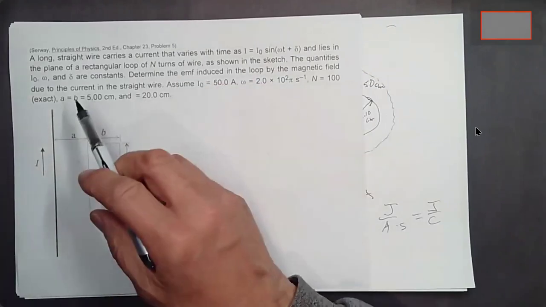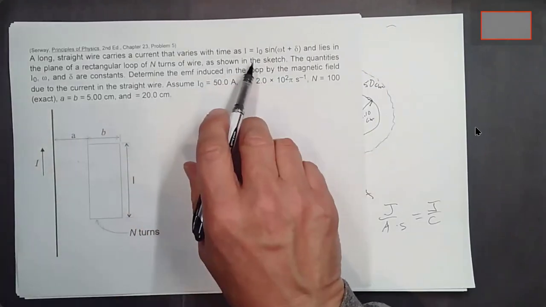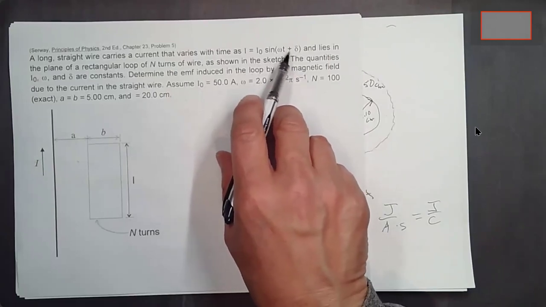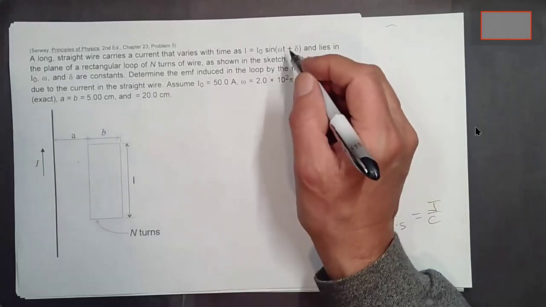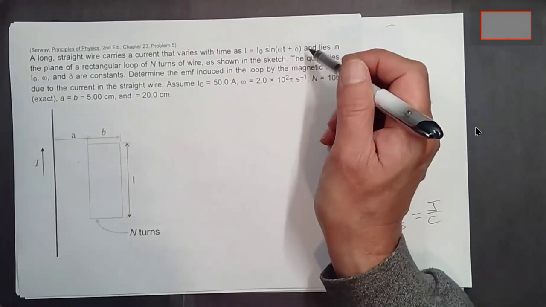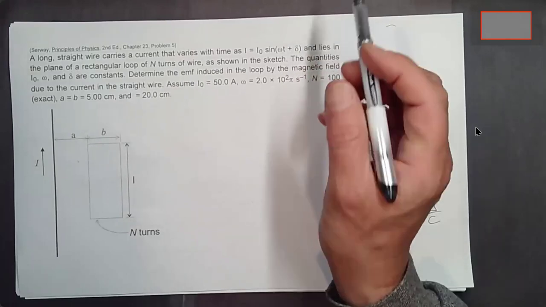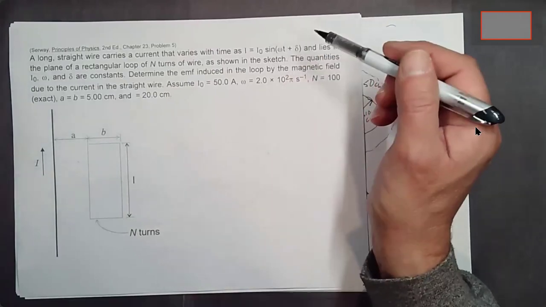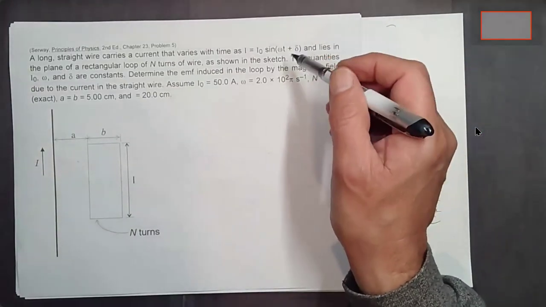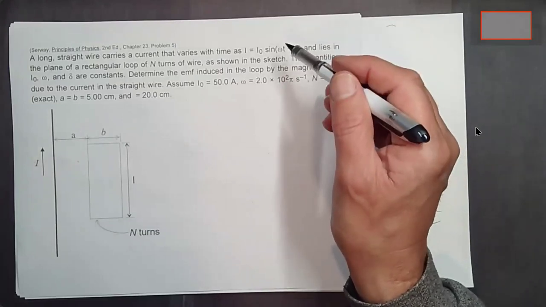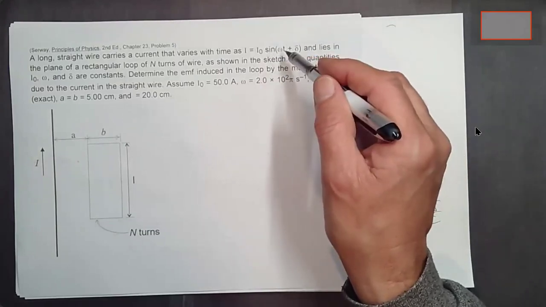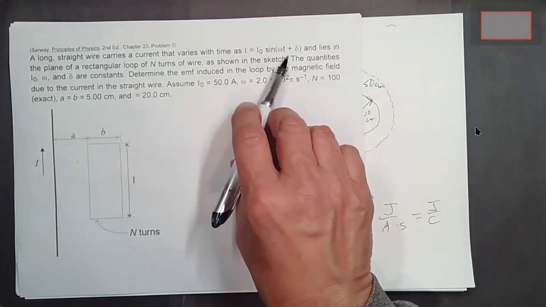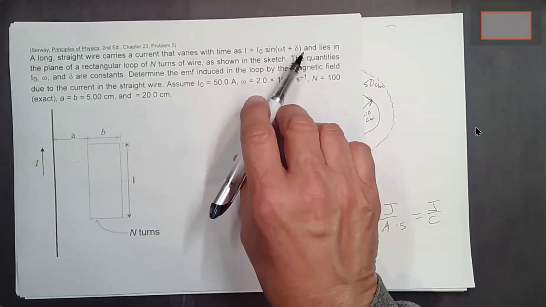We have a long straight wire carrying a current that varies with time as I equals I naught sine of omega t plus delta. Omega is just going to be a number. Delta is not going to matter. It's going to vanish when we take a derivative of this thing. Anyway, this is the way alternating current varies. It varies sinusoidally with time.